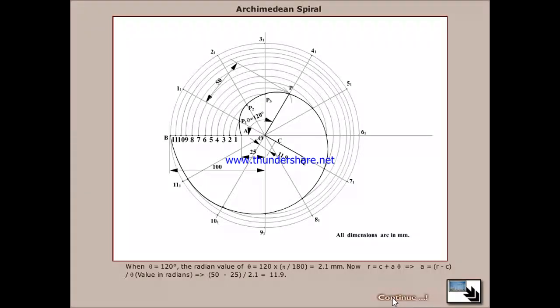From the given data, when theta is equal to 120 degrees, the radian value of theta is 120 times pi by 180, which is equal to 2.1. Now R is equal to C plus A theta, which implies A is equal to (R minus C) by theta. Substituting the values in radians, A is (50 minus 25) by 2.1. After simplification, we get 11.9.